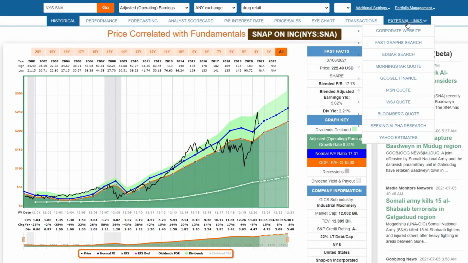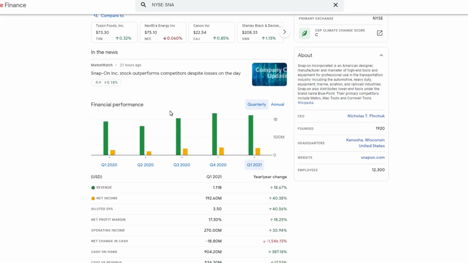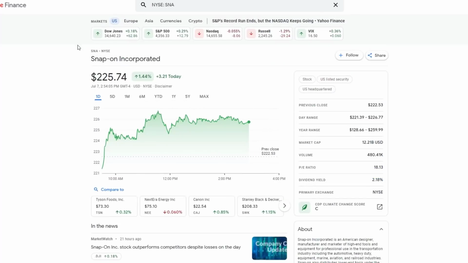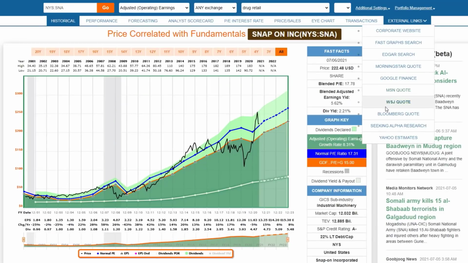But I've also got others, so I can go into Edgar and get into the company's actual finances. I can go to Google Finance. This is another source that I can access directly through FastGraphs. And I can learn some more information about the company here on the Google site. In addition to a quote, the stock's up 1.44% as I'm doing this video. I also have sites like Seeking Alpha that I can go into, and Yahoo.